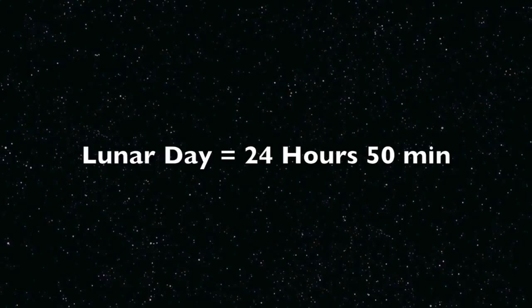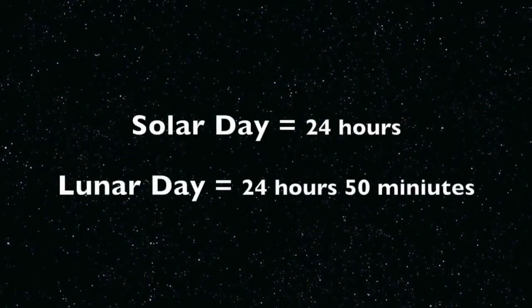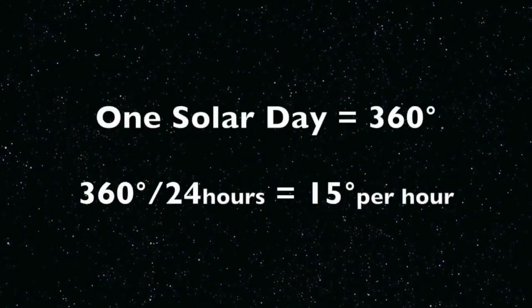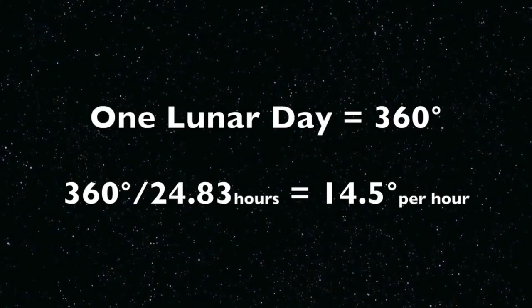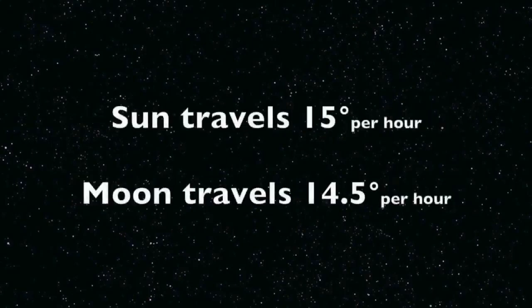sun. The moon takes 24 hours and 50 minutes to circle the flat earth. That's what's called a lunar day. It's slightly slower than the sun. So where the sun takes 24 hours to make one 360-degree circle, which is 15 degrees an hour, the moon takes 24 hours and 50 minutes to make one 360-degree circle, which equates to only 14.5 degrees per hour. So the moon, because it's slightly slower, it loses a half a degree on the sun per hour.